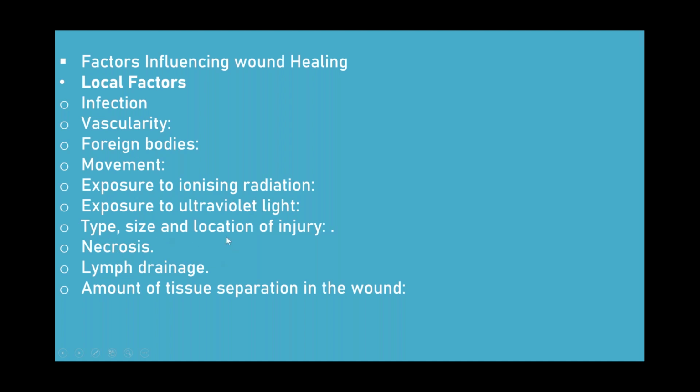The type, size and location of injuries are important because they help determine whether healing takes place by resolution or organization. Necrosis: the presence of necrosis at the tissue margin delays the repair process. Lymph drainage: poor drainage can also cause edema and delay in the repair process, and also the amount of tissue separation. This is about the local causes which influence wound healing.